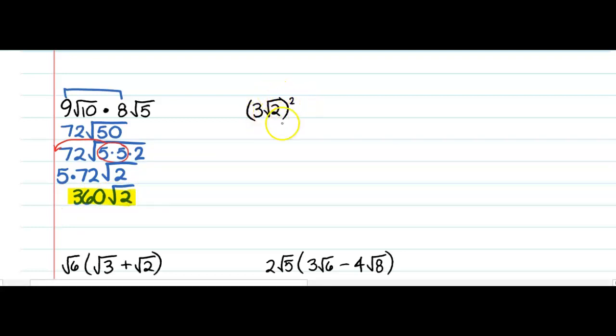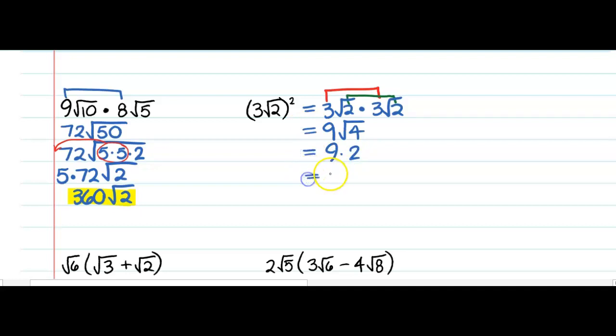3 radical 2, the quantity squared, literally means 3 radical 2 times 3 radical 2. I multiply my 3's first and get 9. Then I multiply my 2's inside to get radical 4. Radical 4 is simply 2, so I have 9 times 2, which ends up giving me 18. Final answer.